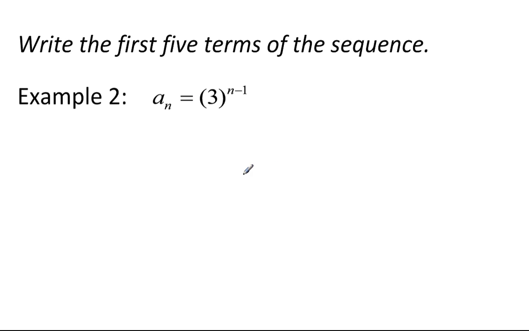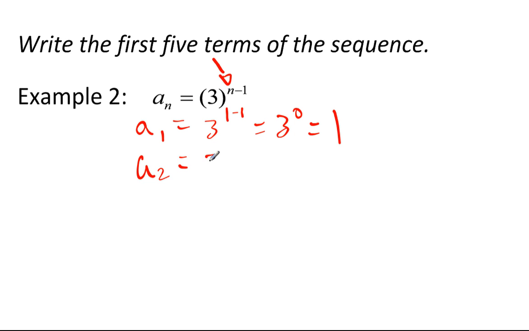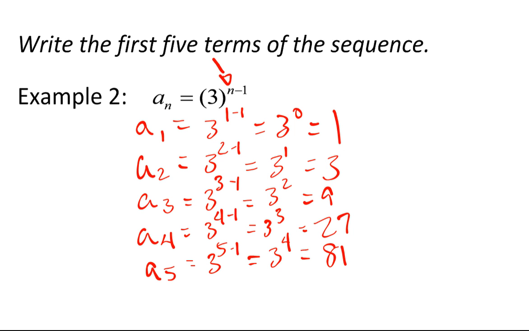This one is doing the exact same thing, only now we're plugging in here in an exponent spot. Not that big a deal. So a sub 1 is going to be 3 to the 1 minus 1, which is 3 to the 0, and hopefully remember that anything to a 0 power is just 1. A sub 2 is going to be 3 to the 2 minus 1. And I'm going to just put the rest of them in here. And there's the rest of your numbers. It's just going 3 squared, 3 to the 3rd, 3 to the 4th, and giving you these.